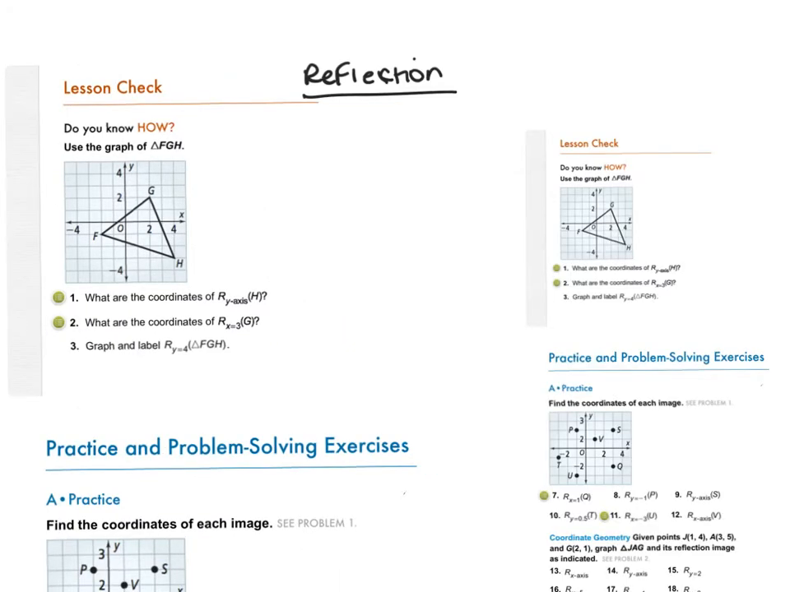So the first one says to reflect it over the y-axis. So my y-axis is here. I want to locate H, which is here, to the right of it. So however many places I went to the right, 1, 2, 3, 4 places, I have to go to the left, 1, 2, 3, 4. And there's my coordinate point here, which would be -4, -4.